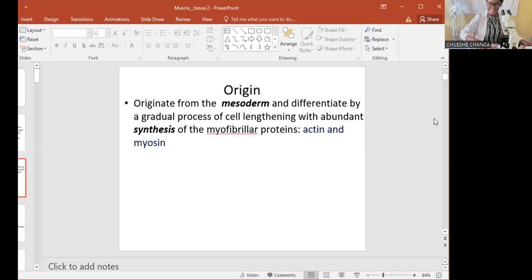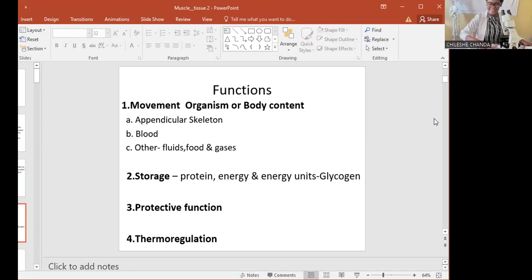Now, muscle tissue originates from the mesoderm. During embryonic development, we have the embryonic disc, and one of the layers of the embryonic disc is the mesoderm, and that is where muscle tissue originates from.